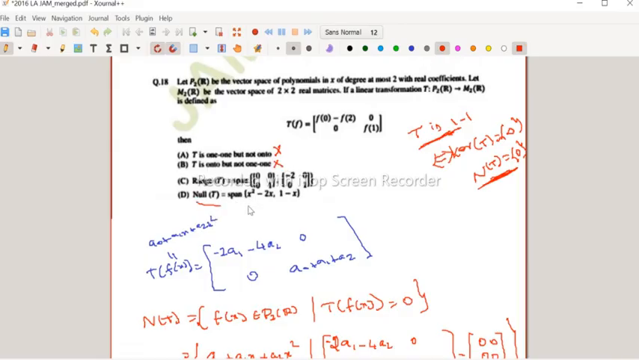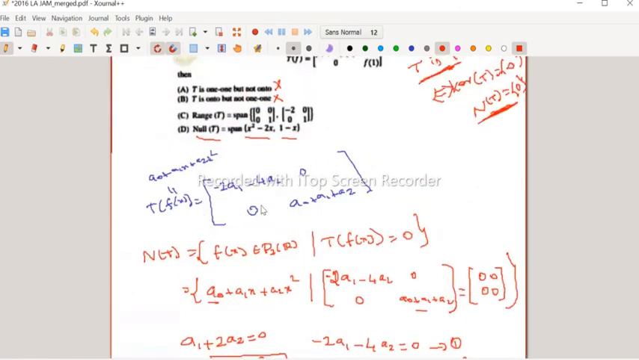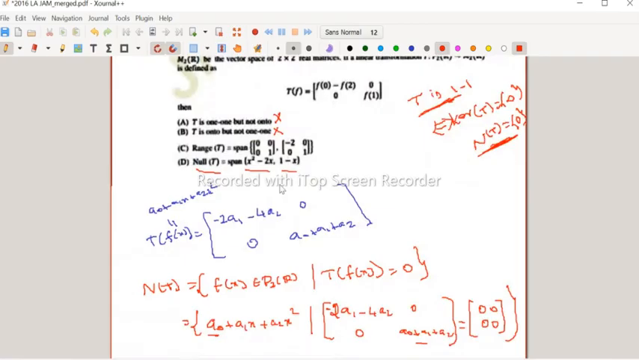They say the null space is spanned by these two polynomials. So this is not true, because the null space is spanned by only this polynomial, 1 minus 2x plus x square. Therefore, the last option is also false. Now look at the third one.